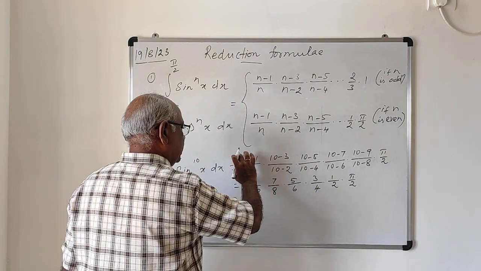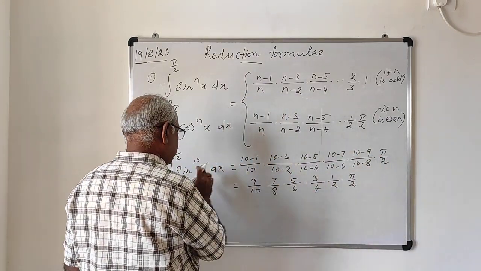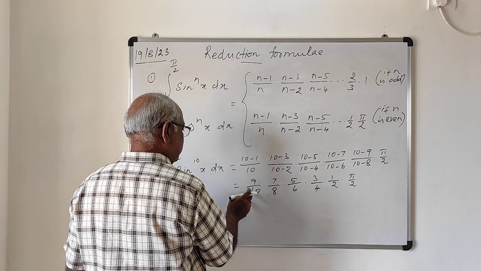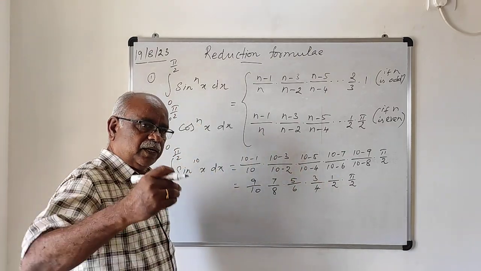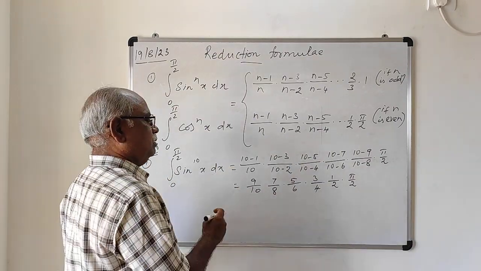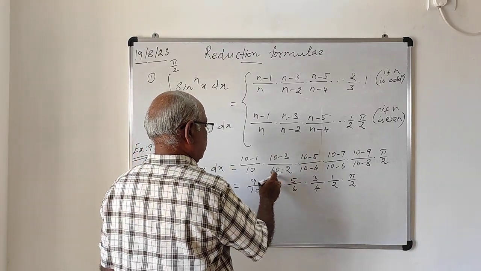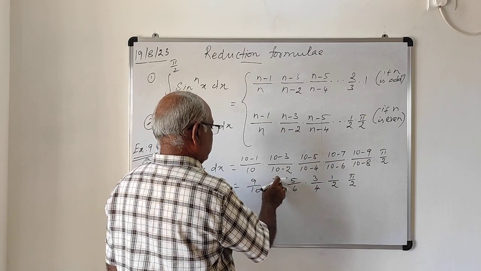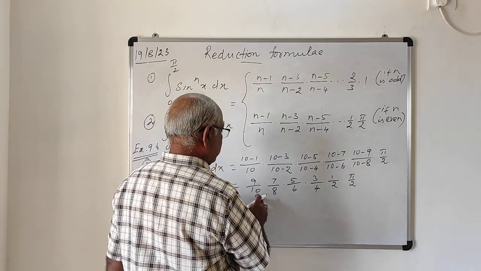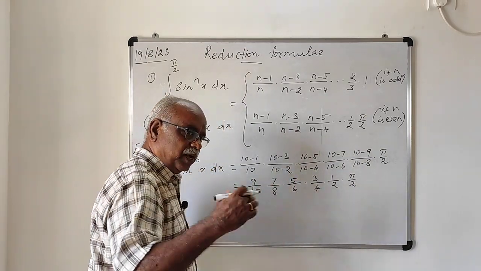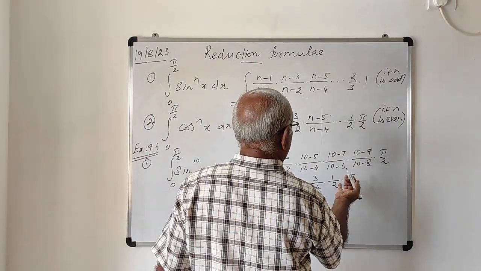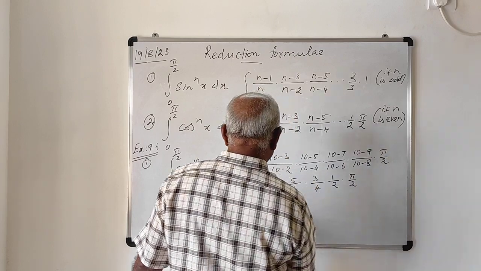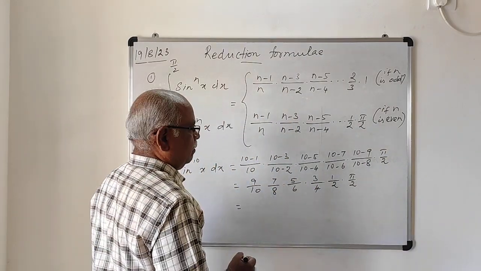Instead of writing this step, we can straight away write n minus 1 is 10 minus 1, 9 by 10, and then in the numerator and denominator you have to subtract 2 successively: 9, 7, 5, and so on, and 10 minus 2, 8, 6. You subtract 2 from each and every term successively. You will finally get, if n is even, 1 by 2 into pi by 2 as the last term. After simplification, you will get the result.